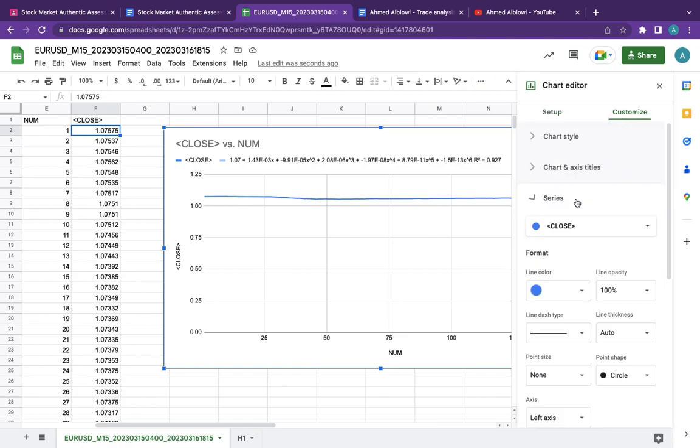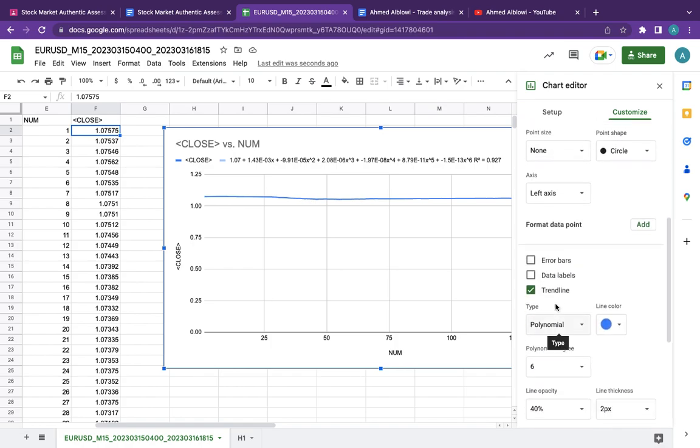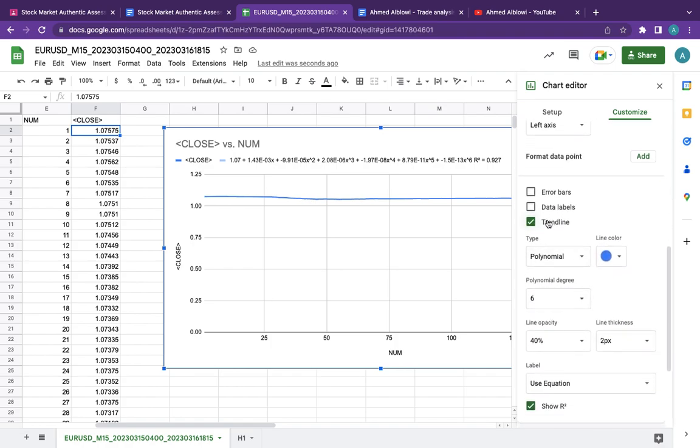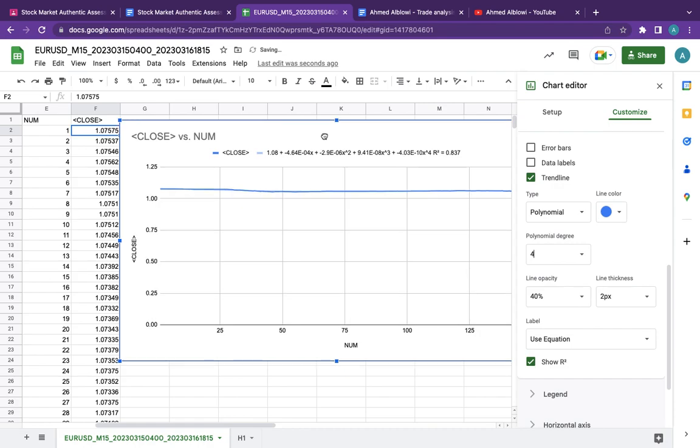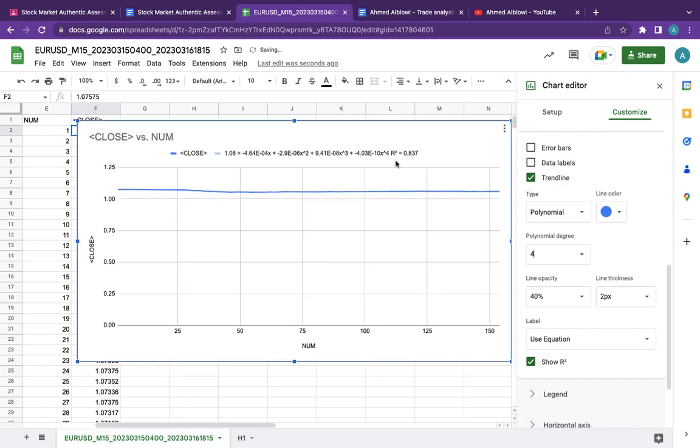So you go to customize, series, and then you choose the following options. You'd go to trend line, polynomial, and then you would choose a degree. I chose 6 because it was accurate. Anything above 6 was around 0.928, 0.929, so just extra calculations that we didn't really need. Anything below 6 gave us a horrible decline. At 4 it was 0.837, but at 6 it's 0.927, so it's accurate.